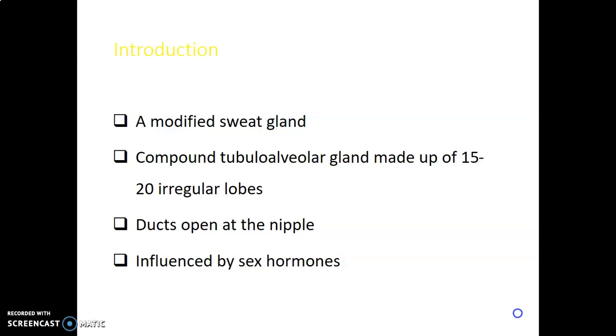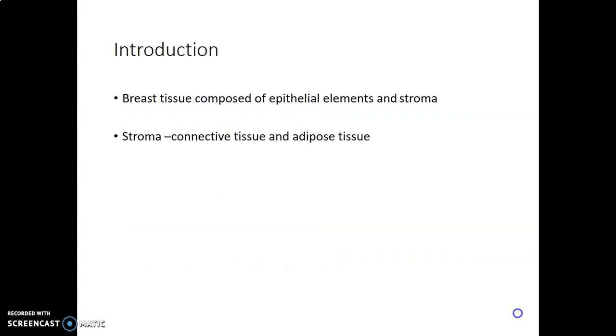So as an introduction, the mammary glands are modified sweat glands. So they are sort of an appendage of the skin, and they have a compound tubular alveolar structure made up of 15 to 20 irregular lobes. Usually they have ducts from these 15 to 20 lobes, so 15 to 20 ducts that will open at the nipple. And the mammary gland, you need to also remember, is influenced by the sex hormones that are secreted by the ovaries.